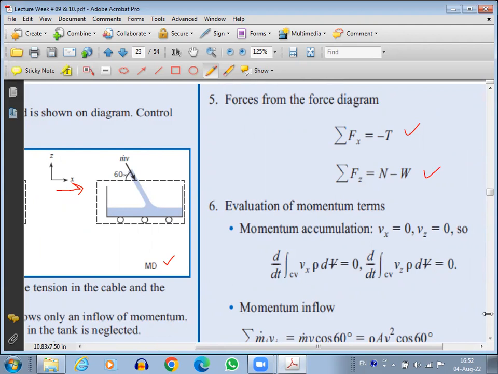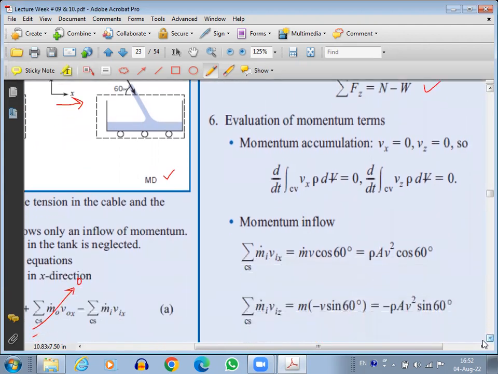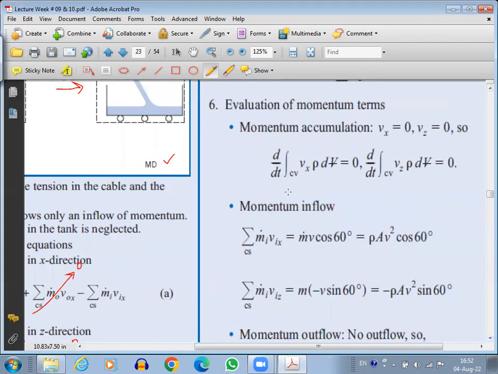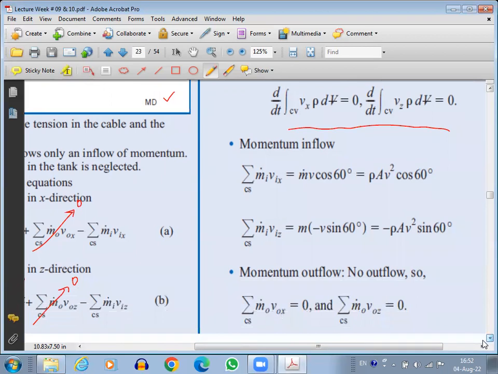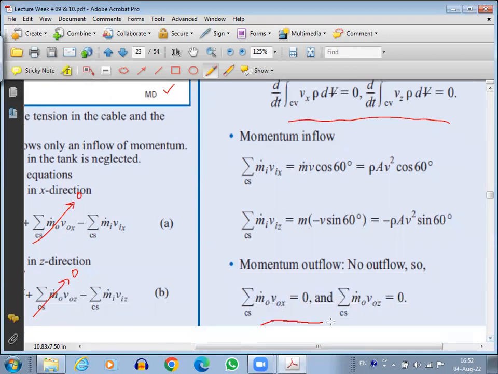Now, momentum accumulation will be zero in any case, so these are already mentioned here. These are zero. Now let's talk about momentum inflow and momentum outflow. Momentum outflow is zero in any case, which we have already cancelled. Let's talk about momentum inflow. We have only a single inflow, we don't have more than one inflow, so I can remove the summation sign. So we have m dot i v_ix, m dot i v_iz.